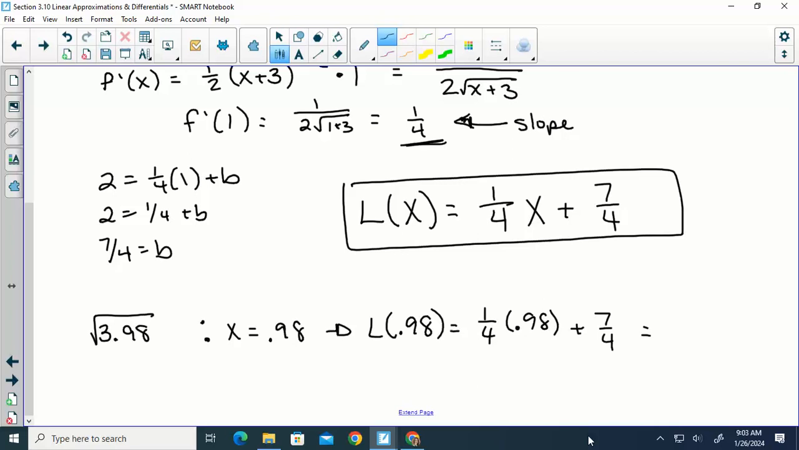You know what's easier than that? Letting us just use a calculator. Could we have done 0.25 times 0.99? Yeah, absolutely. So it's like 1, so we get 1.995.